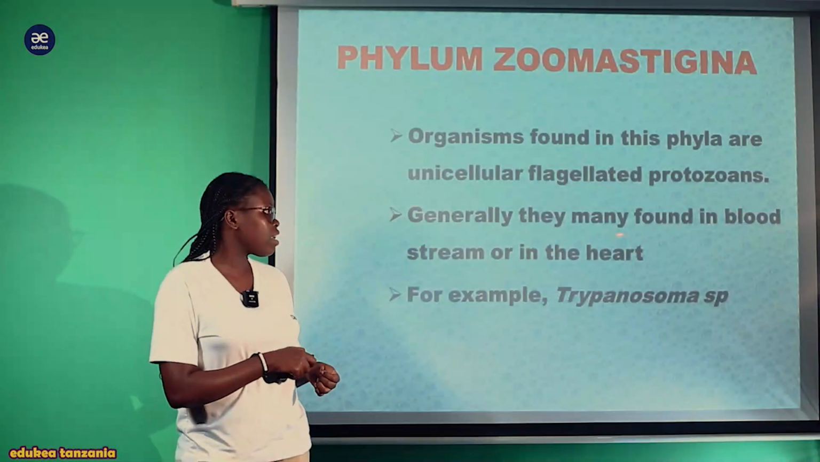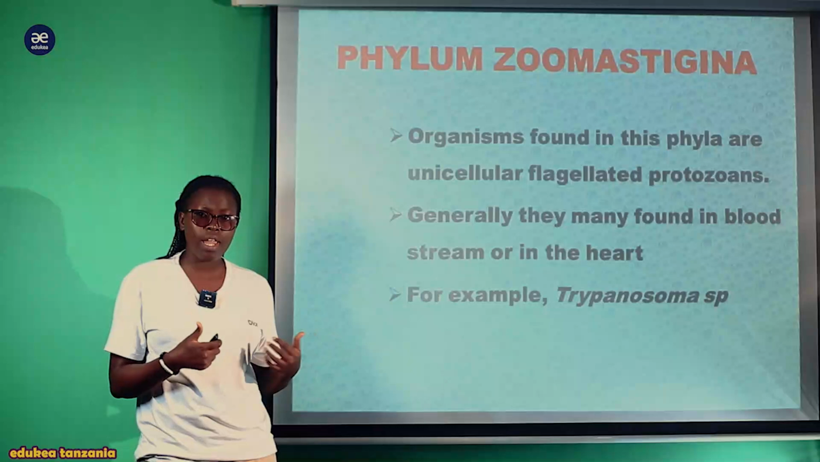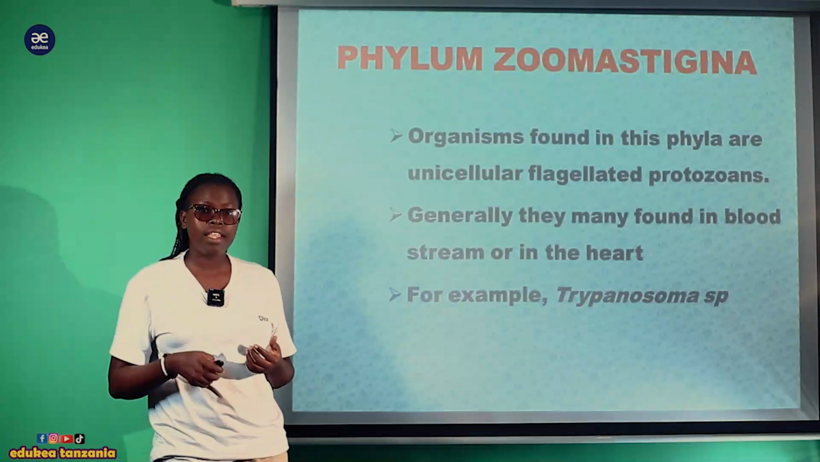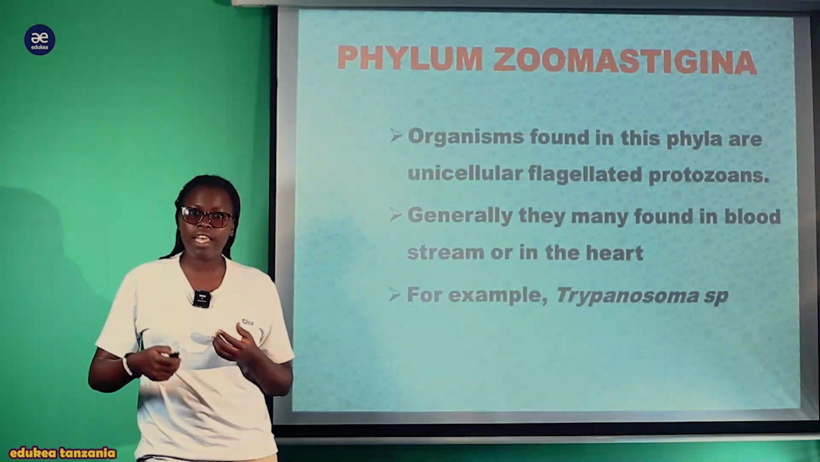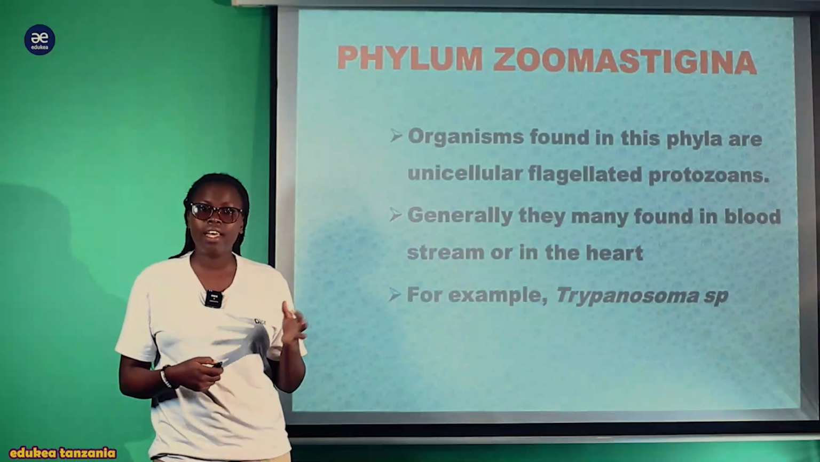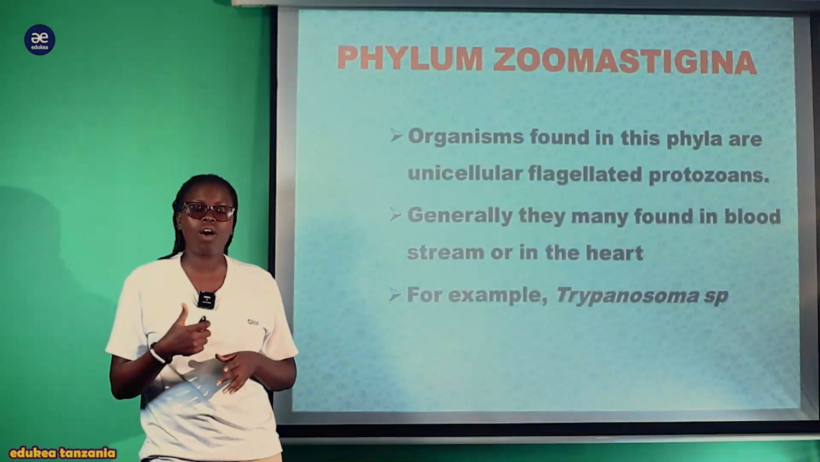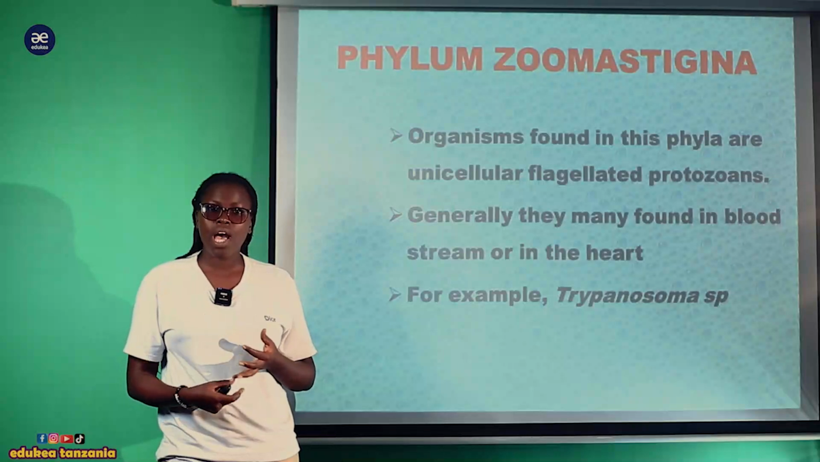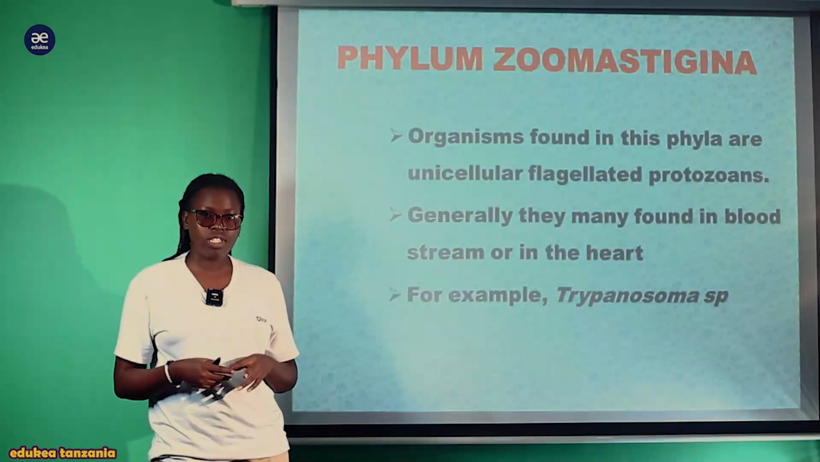Also, generally they may be found in the bloodstream or in the heart. So this kind of Zoomastigina, they are found or hosting within the bloodstream. Wanakuwa blood suckers, wananyonya damu, wanapatikana within the bloodstream au katika heart. So these are very, very dangerous Protoctista.